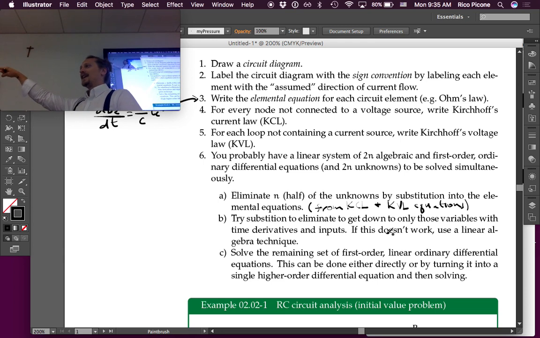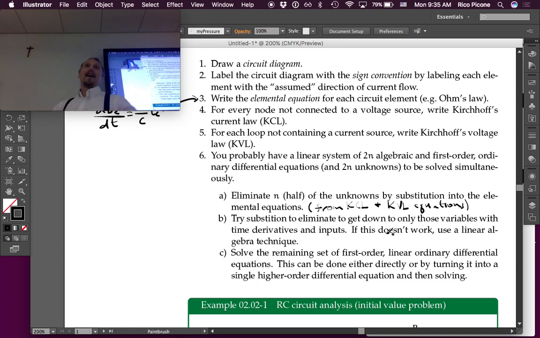If I solve for it in the KCL equation and I substitute it into the elemental equation, I'll eliminate that from my equations, so I don't have to worry about it anymore. That's the kind of thing you're going to want to do. So it's easy because you can always do it by substitution. You can get rid of half of your equations, half of your unknowns by substitution.